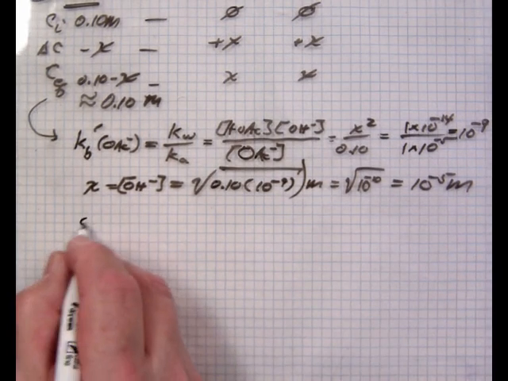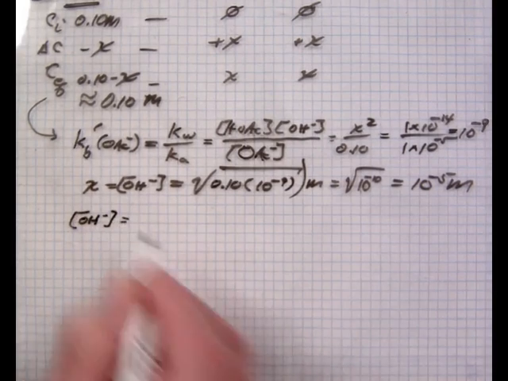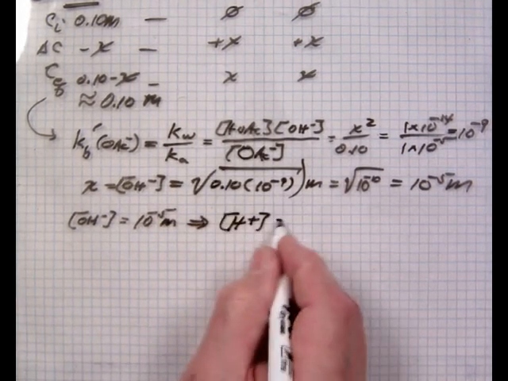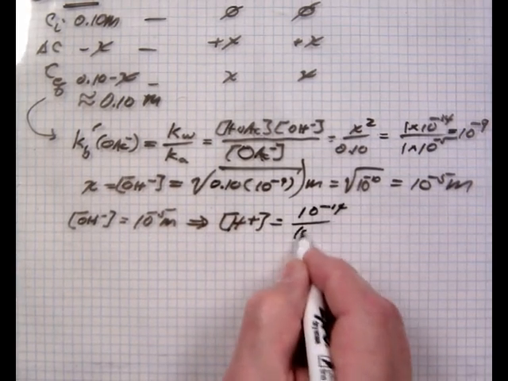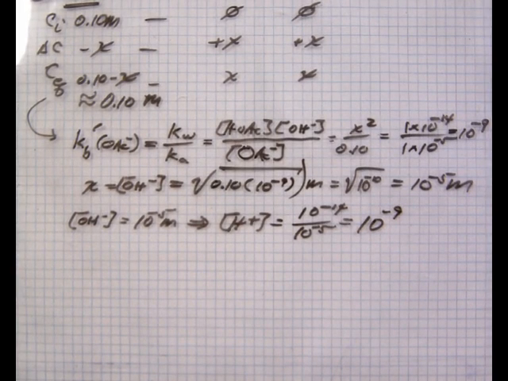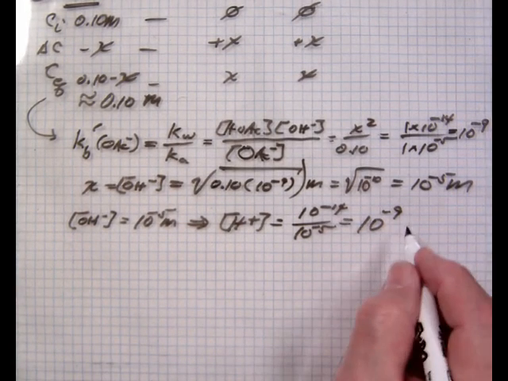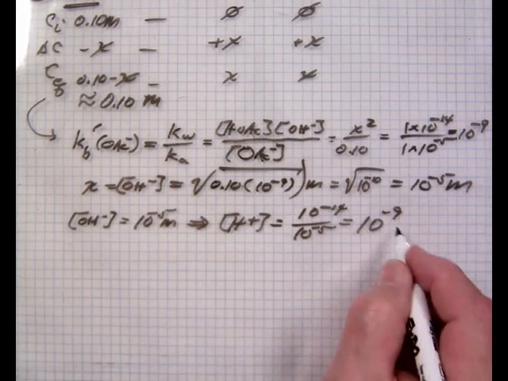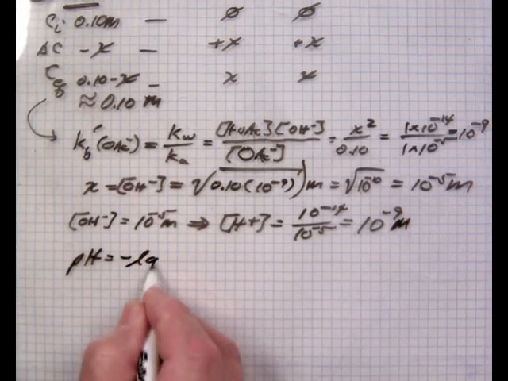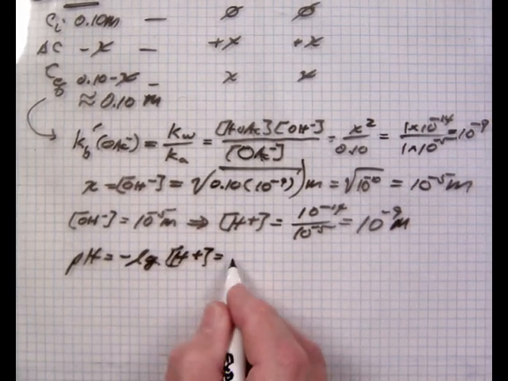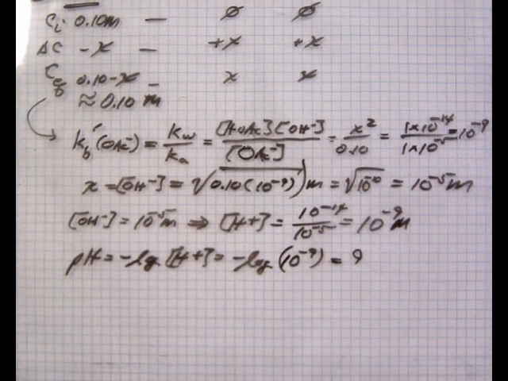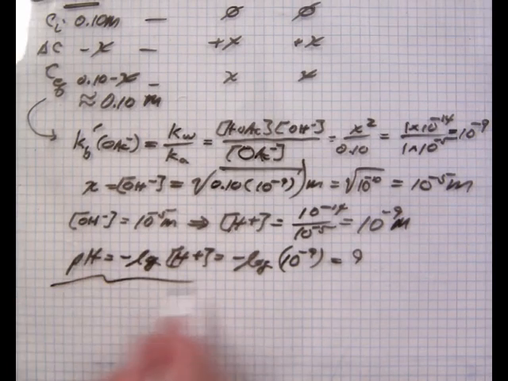Okay, if this is your hydroxide concentration, 10 to the minus 5 molar, then you can get the hydronium ion concentration to equal 10 to the minus 14 over 10 to the minus 5, and that'll give you 10 to the minus 9 molar in hydronium, sorry, molar. And pH, as you know, is minus log of the hydronium ion concentration, which equals minus log of 10 to the minus 9, which is 9, or basic, which is what you expect in that case.